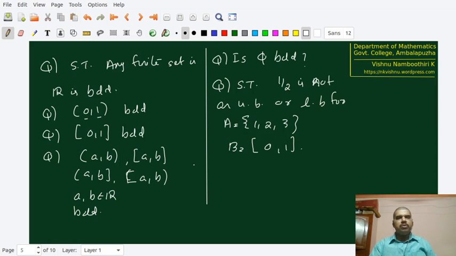And we will continue with the definition and properties of boundedness, like the greatest lower bound and the least upper bound, etc., in the next session.